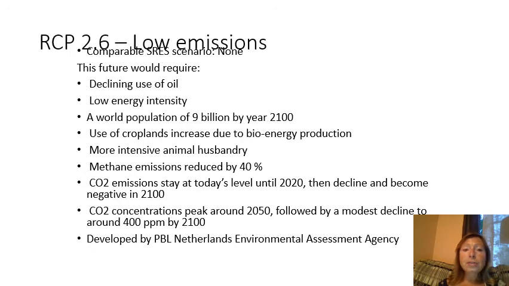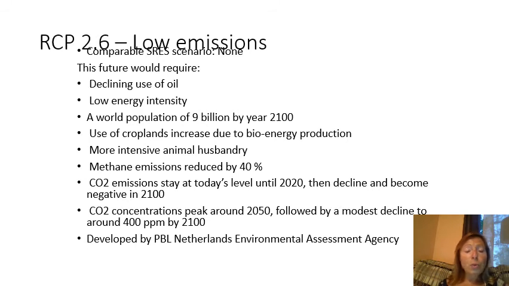And so under this scenario, we see a decline in use of oil, very low energy intensity of our economy, and a world population that will stabilize at not more than 9 billion people by the end of the century. We would also see the use of croplands increase due to the bioenergy production. Biofuels are going to be a part of this energy package. And under this scenario, we also see more intensive animal husbandry. So it's not necessarily great for animal rights, but from the perspective of emissions, it actually can be achieved if we do this right with correct use of technology.